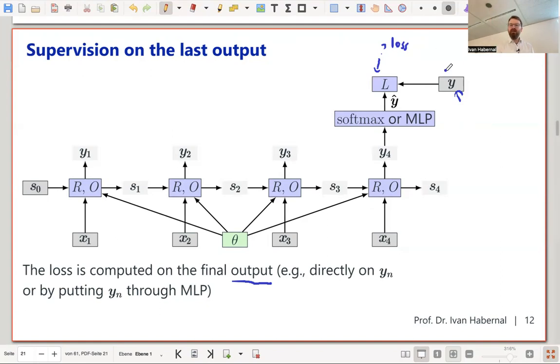This is gold label. Okay, cool. How does it look? So we have softmax here. So what is the gold label? In which form do we have to present the gold label? So we have a vector here. We put softmax, a probability distribution. So this must be something. What is it?